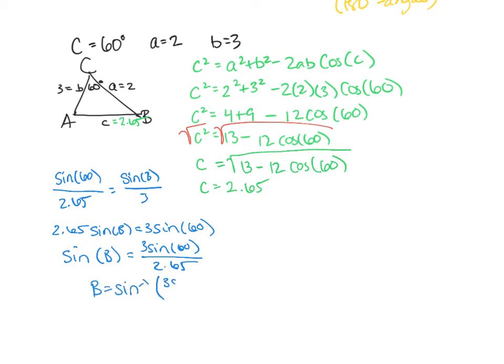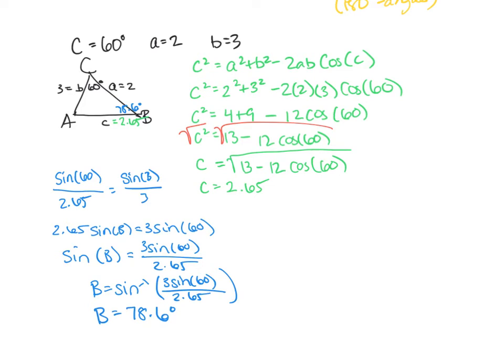So we'll have sine inverse of 3 times sine of 60, divided by 2.65. When I plug all of that into my calculator, now that my b value is by itself, it's 78.6 degrees. Remember, it's an angle, so I want you to round that to the first decimal place. I'm going to go back, put that in my triangle.